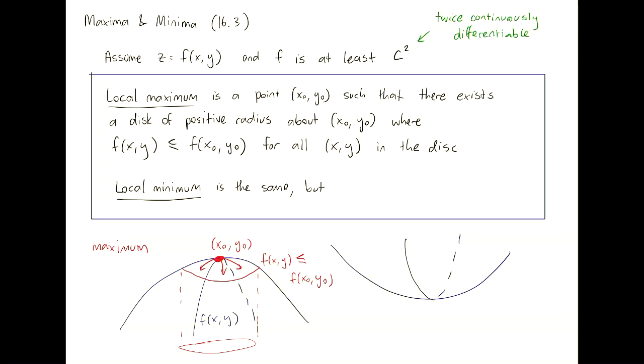And similarly, the definition for local minimum is exactly the same, except you change the direction of the inequality. F of xy is greater than or equal to f of x naught, y naught everywhere in the disk. So here is our disk in xy. Here is the disk of positive radius around the point x naught, y naught. And every single point in that disk is greater than or equal to f of x naught, y naught. So a fairly natural definition, but a precise one, which is useful because precise definitions are important.